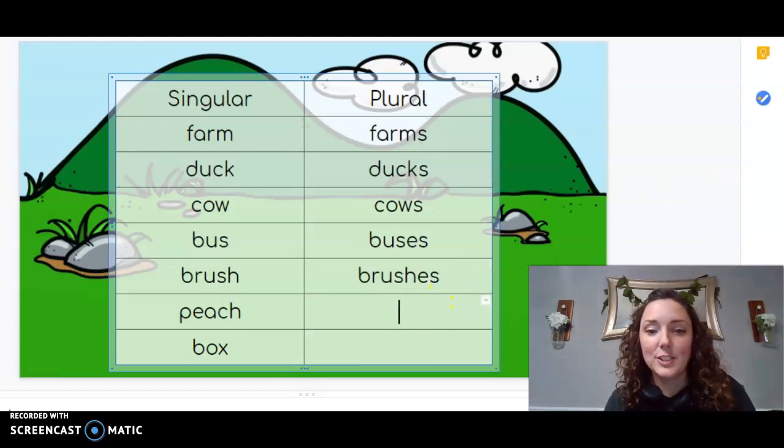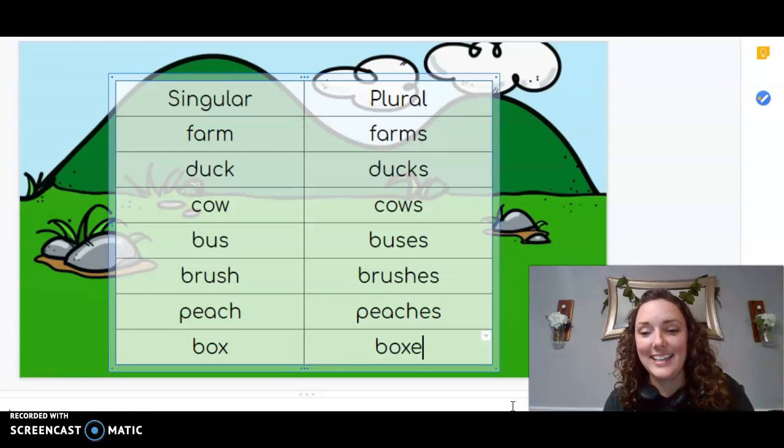The next one is peach. There's a CH. Uh-oh, there's one of those. We can't just add an S. We have to add ES. So let's copy the word peach, P-E-A-C-H, and then we must add ES to the end. And the last one is box. Box ends with an X, just like axe did, remember? So we need to add not just an S, but ES. So B-O-X-E-S. Great.